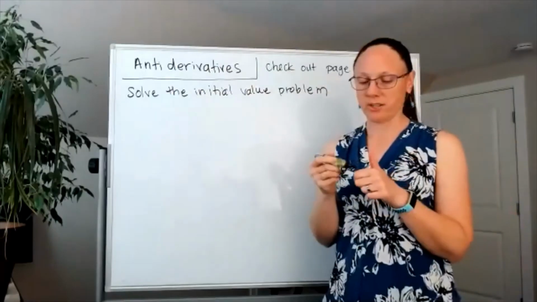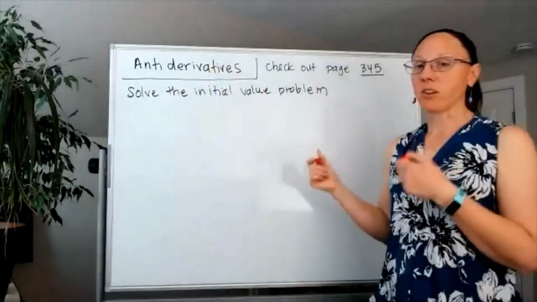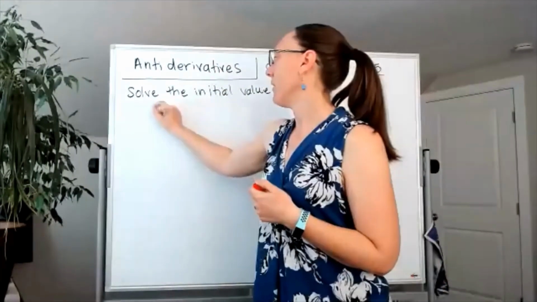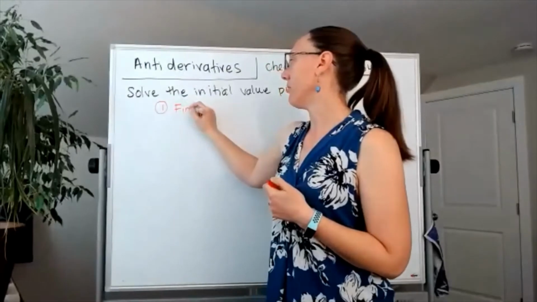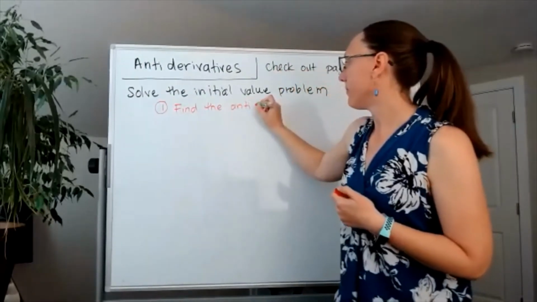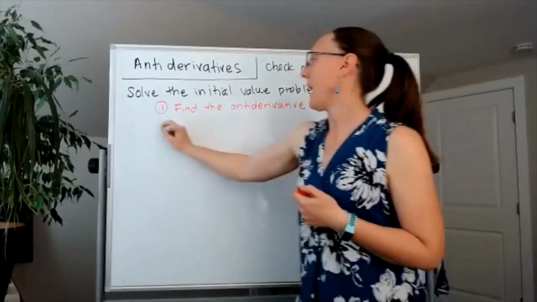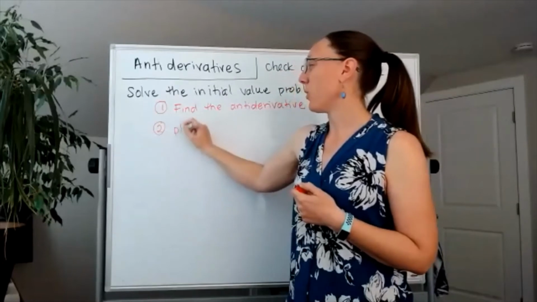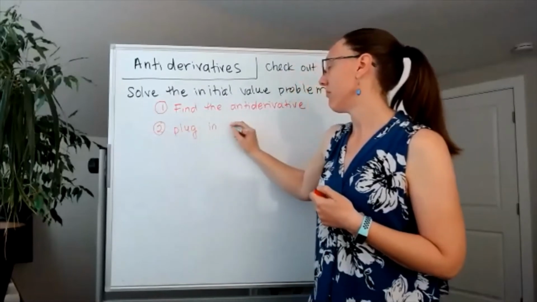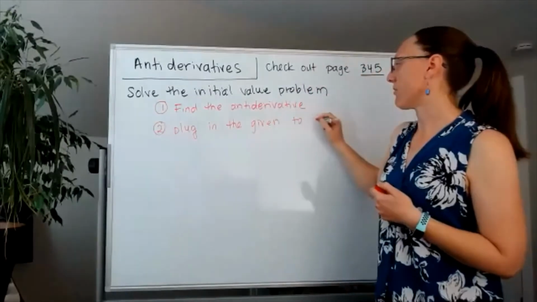But those instructions are secretly telling us to do 2 steps. Secretly, these instructions are saying, find the antiderivative, and then plug in what you were given to solve for C.